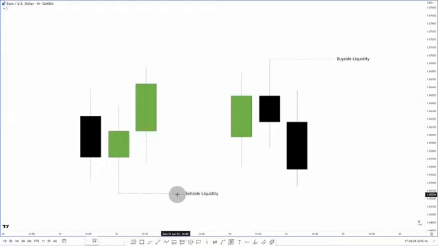With the sell stops resting below here, we call this sell side liquidity, and with the buy stops resting above here, we call this buy side liquidity. Smart money will look to pair orders below these lows and above these highs. So let's get into the charts and look at some examples.